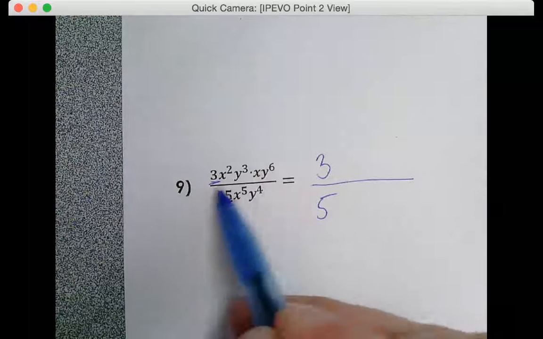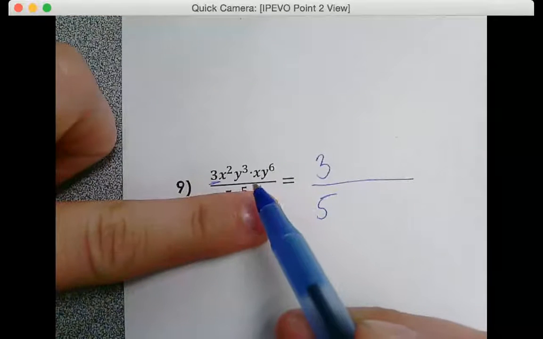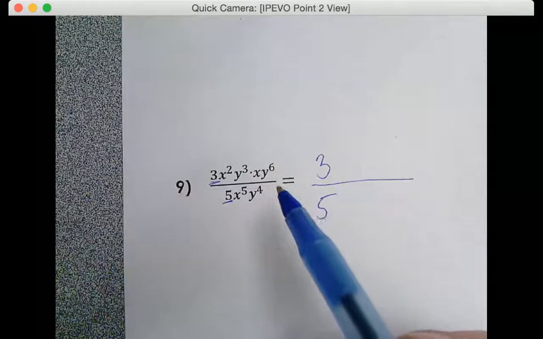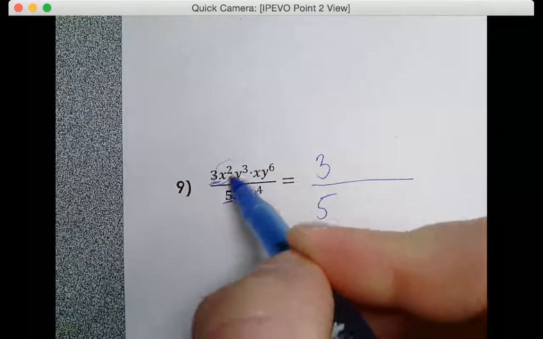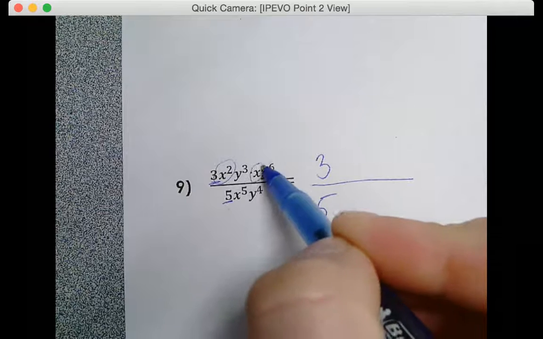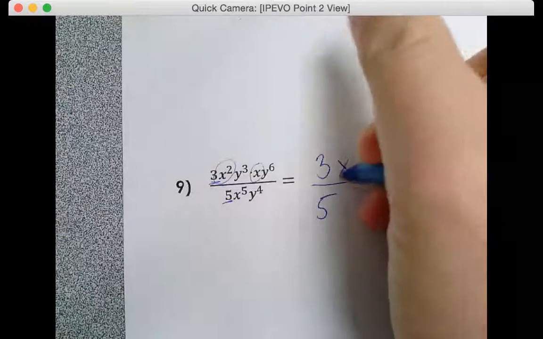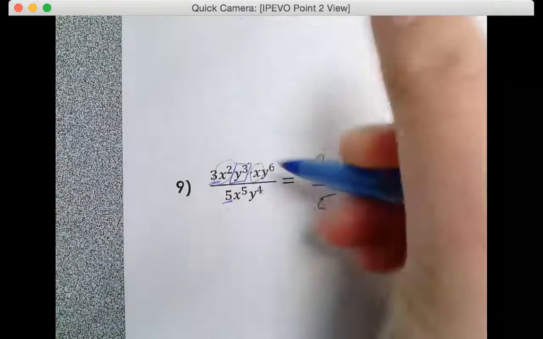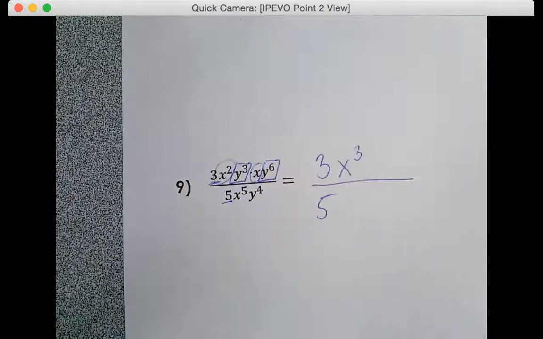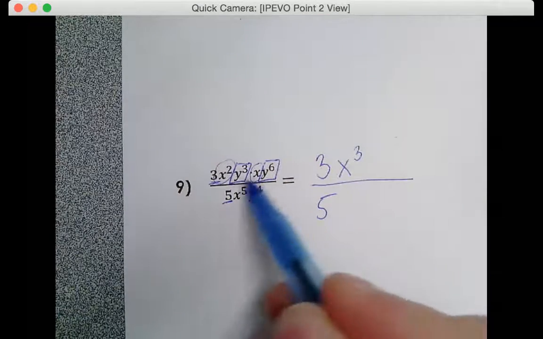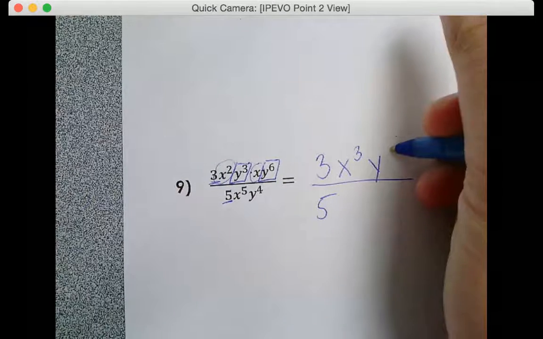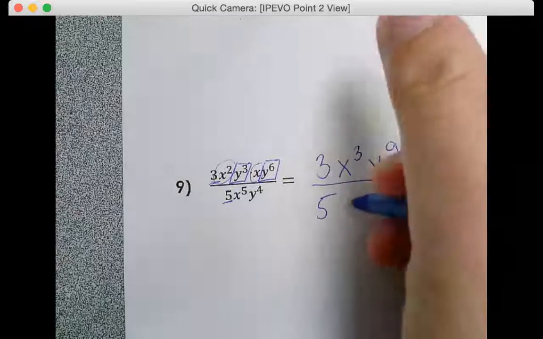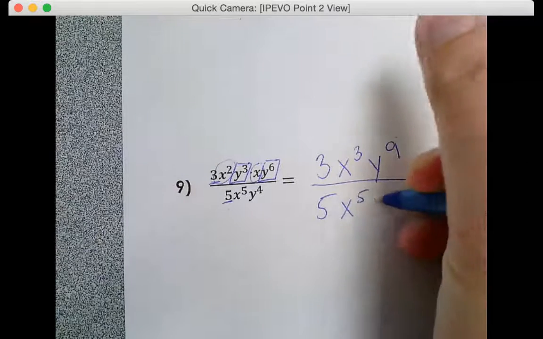Let's look just at the top, so just ignore the bottom for now. If we look just at the top, we can combine a couple things. We can combine this x squared with this x, turning that into x to the third, and we can combine this y to the third with this y to the sixth. There's a total of 9 y's there. We can't combine anything on bottom, so just go ahead and leave it.